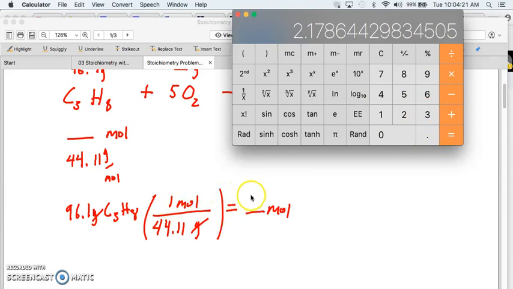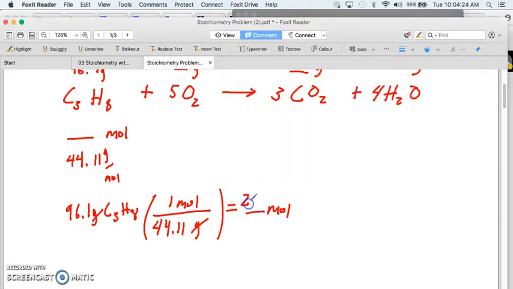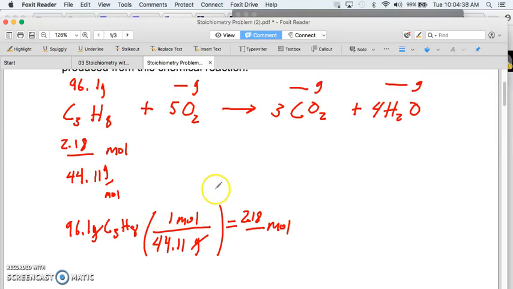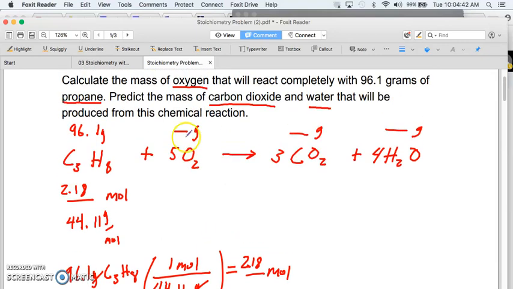We get 2.18 moles. 2.18. That's a decimal point there. It's hard to see, but you're going to write that right below. 2.18 moles. Okay. So now we want to know ultimately what's the mass of oxygen required for this.